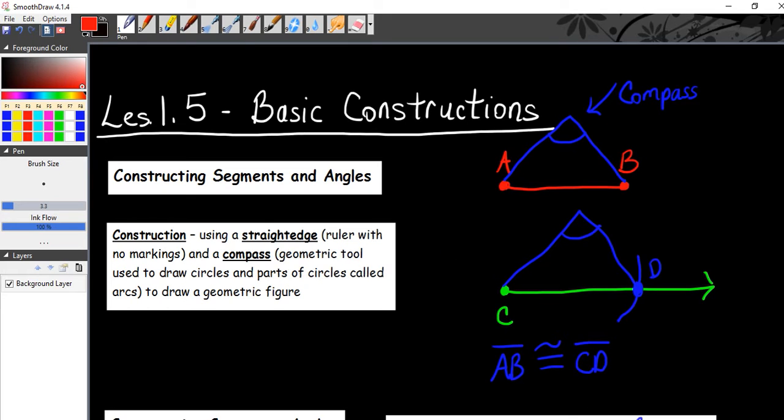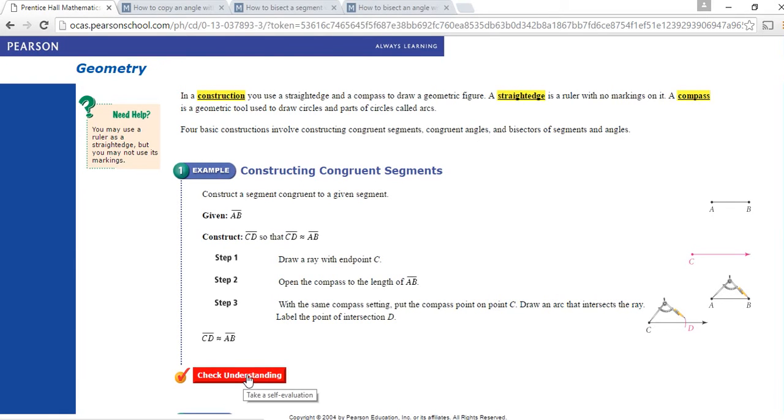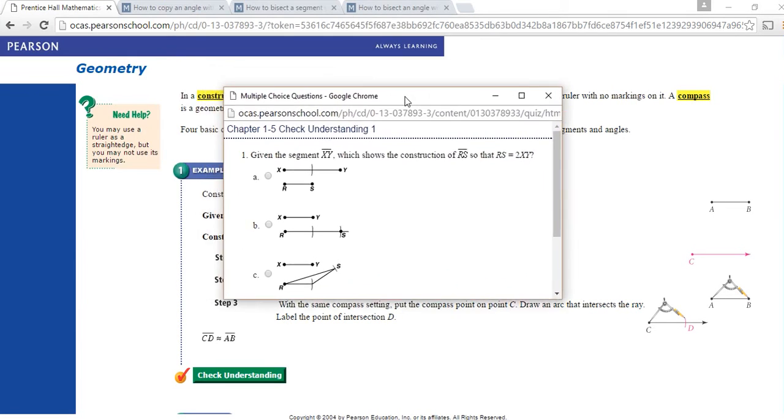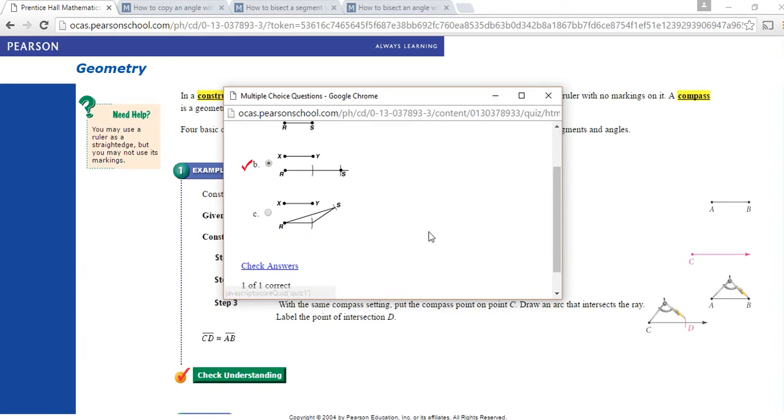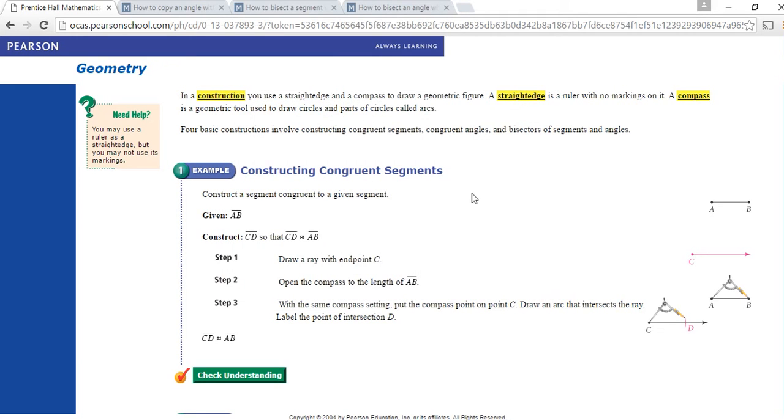So if I flip over here to my book, I can ask you a question. This is super cool. Our first question is: given segment XY, which shows the construction of another segment RS, so that RS is twice as long as XY? Take a look. Hopefully you are saying B, because RS is twice as long as XY. And we'll check it. And woohoo! We got it right. See how much I'm going to love this?